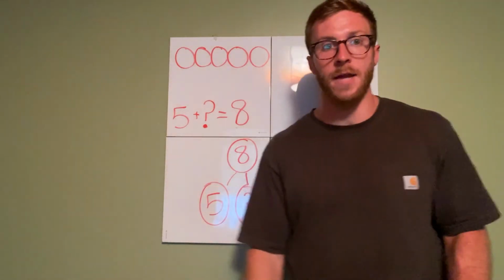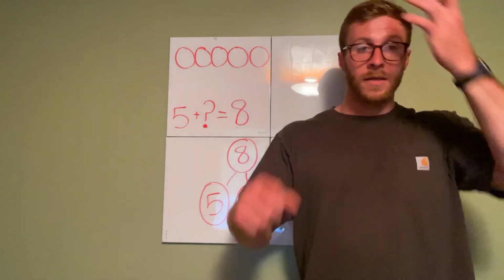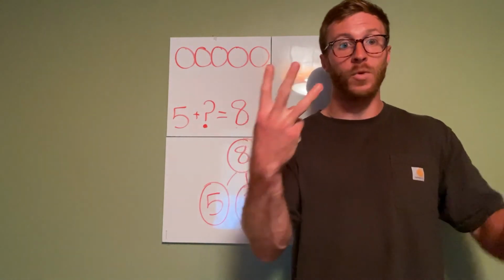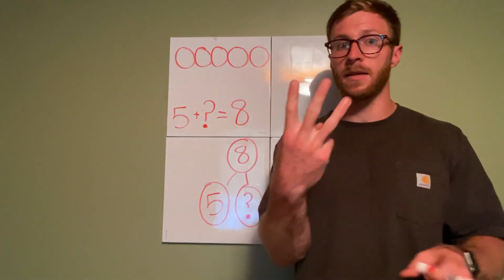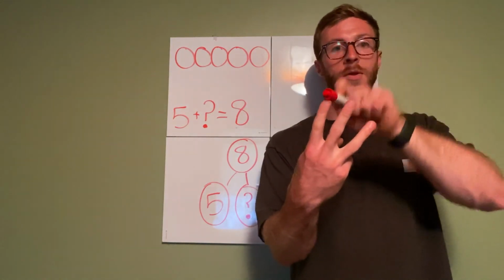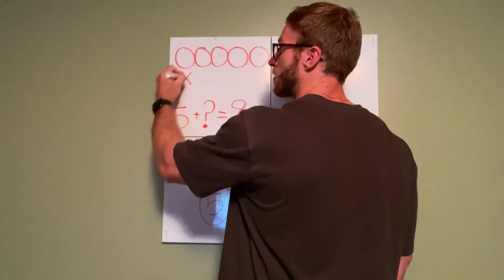Ready? Put 5 in your head and get ready to count. 5, 6, 7, 8. Stop. We said the number we were counting to, which was 8. Now we count our fingers. Ready? 1, 2, 3. Okay, so I'm going to draw 3 X's up here.